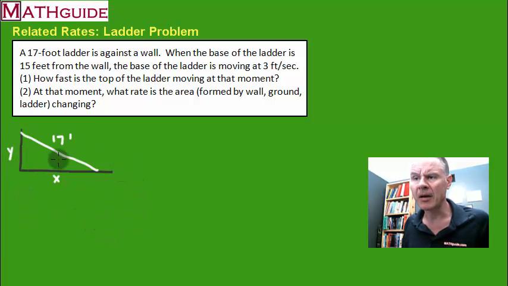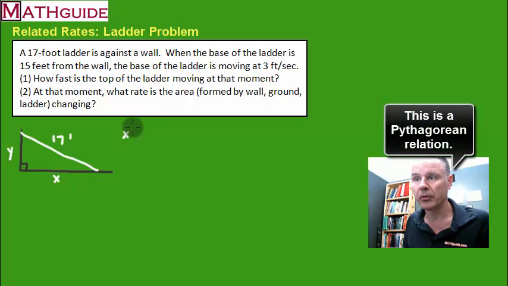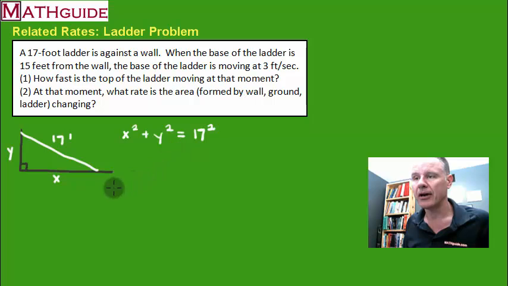I'm also going to assume that there's a right angle here between the wall and the floor, which is a pretty safe assumption. So what's the relationship between the horizontal, the vertical, and the ladder length? Well, it's real simple. It's good old Pythagoras: x squared plus y squared is equal to 17 squared. Pretty simple so far. Now, before I can plug in any information, because here you're talking about rates, there's no rate in this diagram. There are only distances. So this is where the calculus comes in.